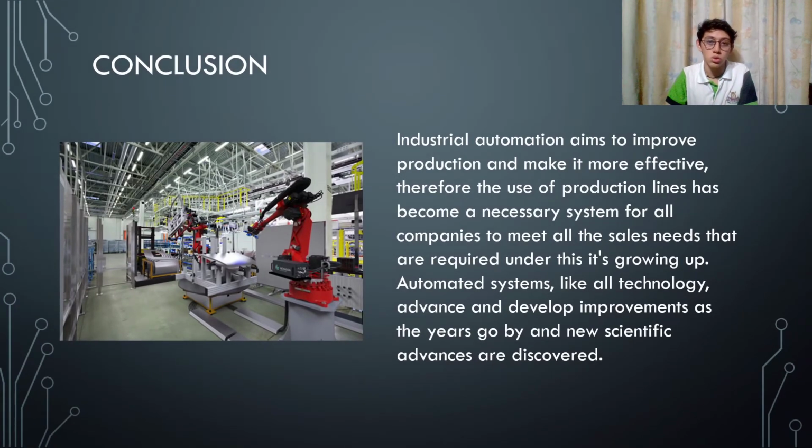The conclusion: industrial automation aims to improve production and make it more effective. Therefore, the use of production lines has become a necessary system for all companies to meet all the sales needs that are required, and this is growing. Automatic systems, like all technology, advance and develop improvements as the years go by and new scientific advances are discovered.